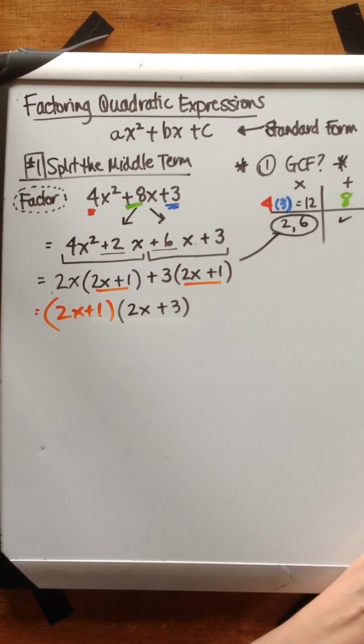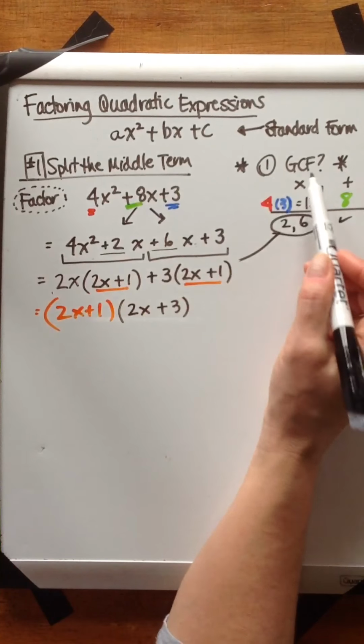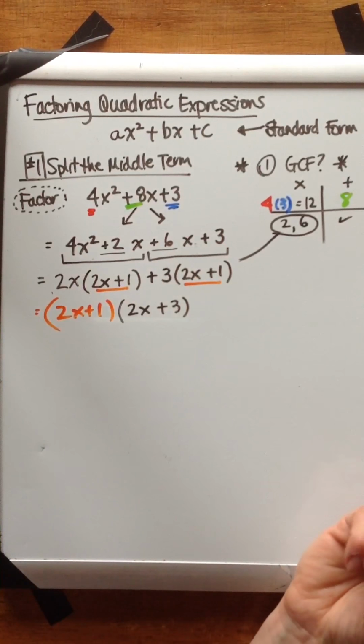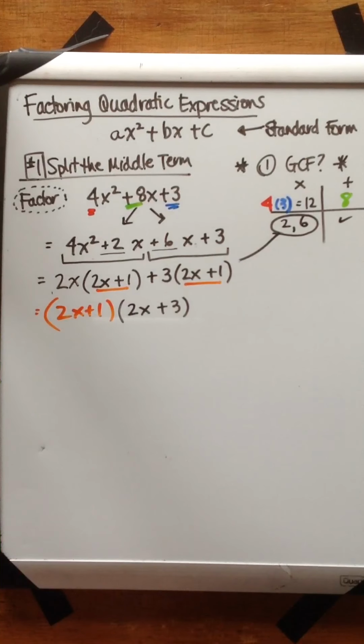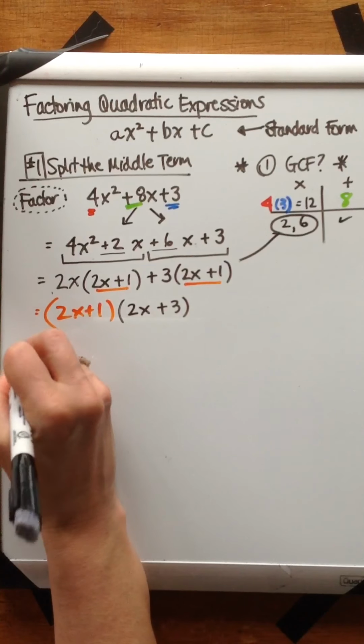You have factored a quadratic expression that began with something other than 1 and that did not have a GCF that we could pull out to make it a 1. All right, let's try another example. Let's look at factoring this expression.